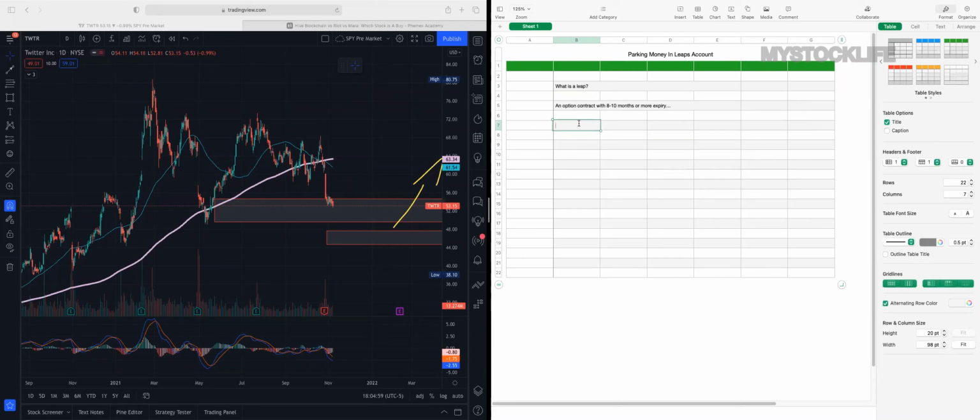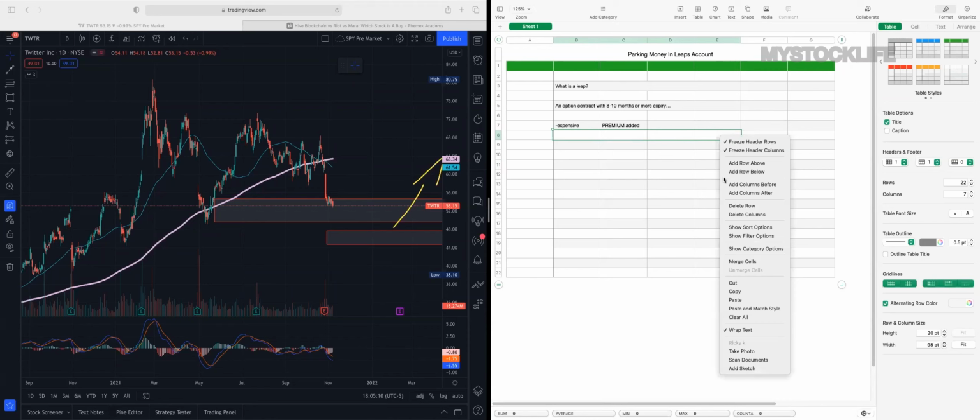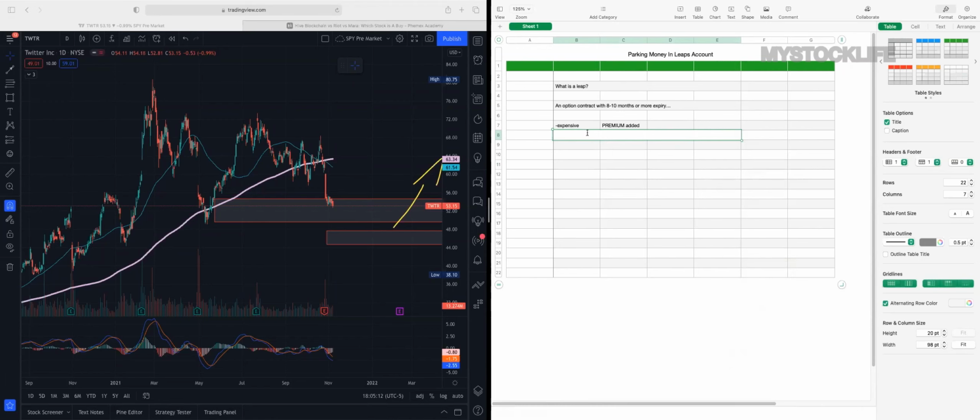Now, some things that you need to know about LEAPs. They're expensive. The reason they're expensive is because there's a lot of premium added, right? The longer the expiry of the option, the more expensive it gets, because you're buying time, and buying time means you have more time that the chart can work in your favor. So the market maker will always add more premium to it. Okay, so they're expensive, they have premium added, and they're less risky.